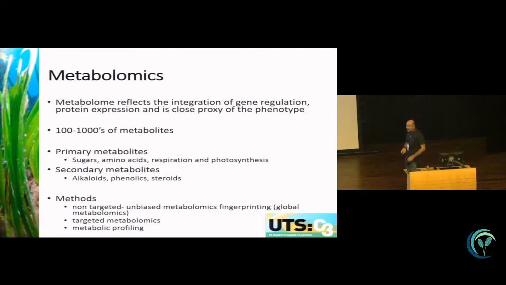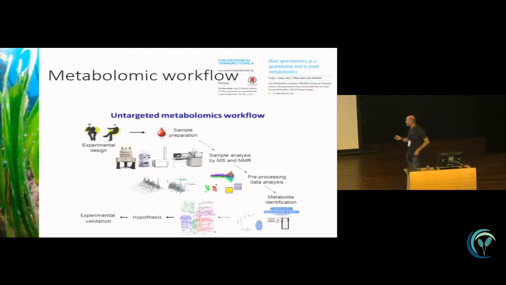So this is where we come into metabolomics. Metabolomics is now getting us close to a phenotype. It's describing things that we actually understand: sugars, amino acids, alkaloids, phenolics, sterols, all of these compounds that make sense come through the metabolomics. We run a number of different techniques, so it can be non-targeted, targeted, or profiling. Most of the data I'm going to be showing you is non-targeted because we're looking for global metabolomes.